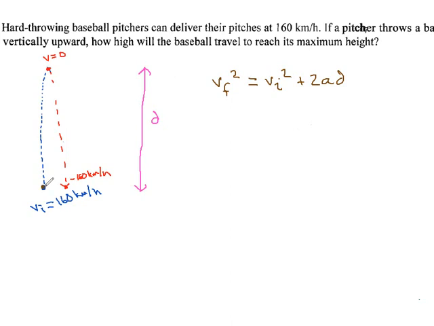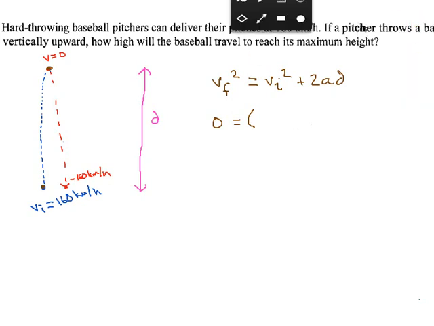If this is our initial where the throw starts and we're calling this the final when we get to the top, then at the final velocity is 0. Initial velocity is, and now we have to hit pause for a second. This velocity in kilometers per hour is no good, or if we do use this, we would have to give our acceleration in kilometers per hour squared and our distance in kilometers, which would be really bizarre units. So let's get that fixed.